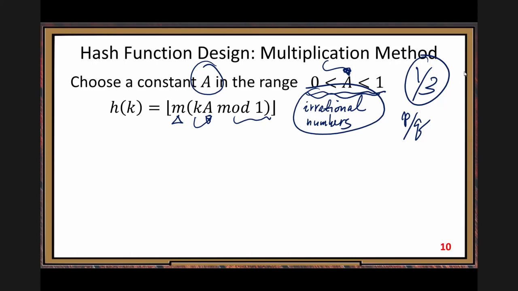The most famous irrational number, square root of 2. Pi, right? Pi. Okay. E. Many.